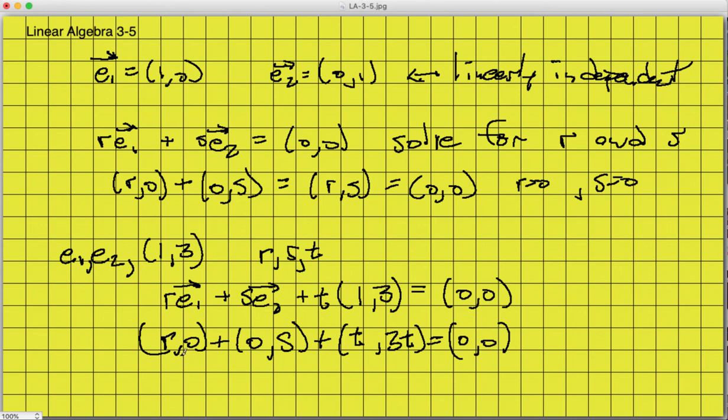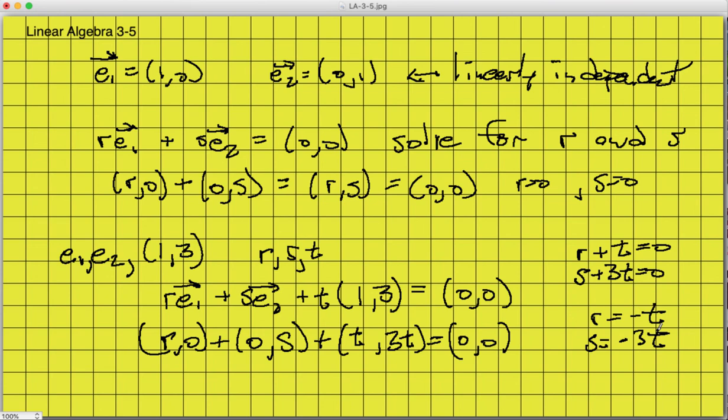So from here, I get that r plus 0 plus t is equal to 0, and then I get 0 plus s plus 3t, so s plus 3t equals 0. Well, from the first equation, I get that r is equal to minus t. And then from the second, I get that s is equal to minus 3t.